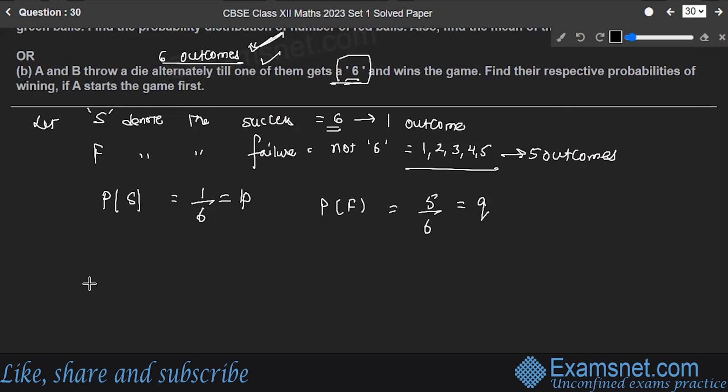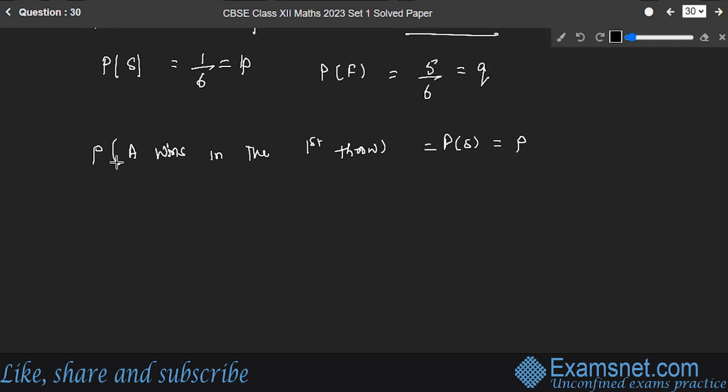Now, if A starts the game, the probability A wins in the first throw is equal to this. Now, after that, B will throw, right? So suppose A doesn't win in the first throw, then B throws and B doesn't win. So the probability A wins in the second throw is given by: in the first case, he'll have a failure. Second case, if B wins, so second case also he gets a failure. Sorry, third throw, then a success. So this is given by Q into P.